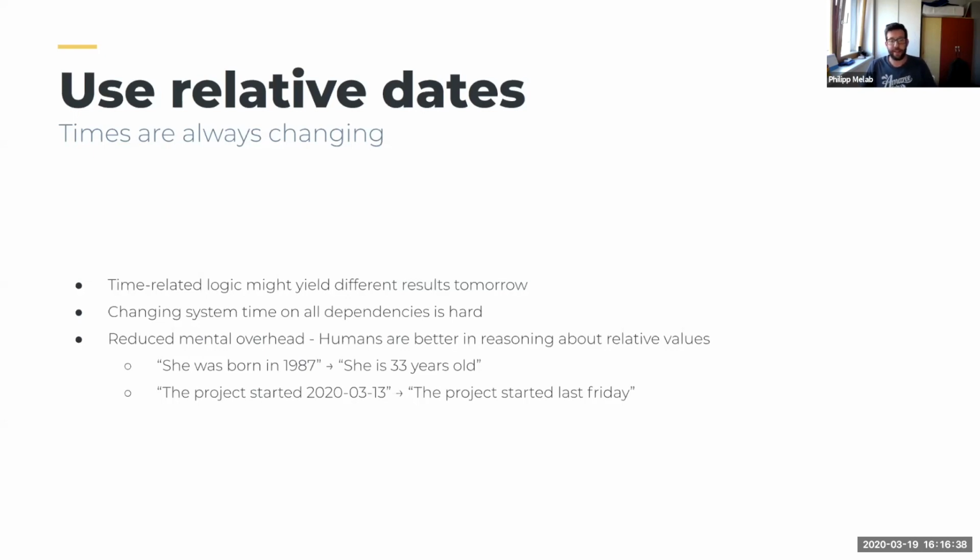And on the other hand, perhaps we have logic that checks if a person is an adult or not. Every time we read 1987, we have to calculate in our head, oh yeah, this person is an adult or not, which would be a lot easier if it just says she's 33 years old or she's 17 years old.